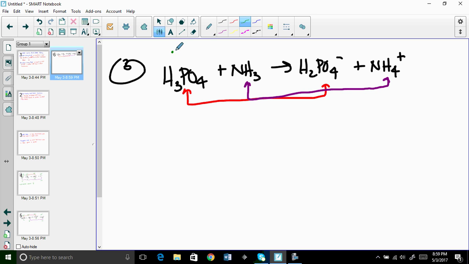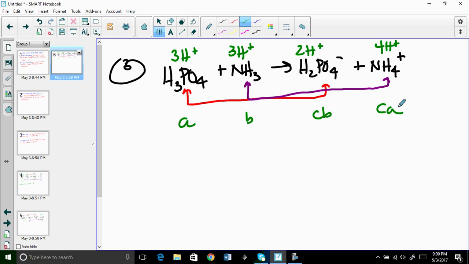Grabbing the green. This has 3 H's. This has 3 H's. This has 2 H's. This has 4 H's. Red pair first. Started at 3, ends at 2. When you donate money, your bank account goes down. 3 protons, 2 protons. This goes down. This is the acid. Should not surprise you. Things that start with hydrogen that aren't ions are acids. That means this is the conjugate base. And then this is 3 and this is 4. The charity that accepts my money, their bank account goes up. This is the base. This is the conjugate acid.